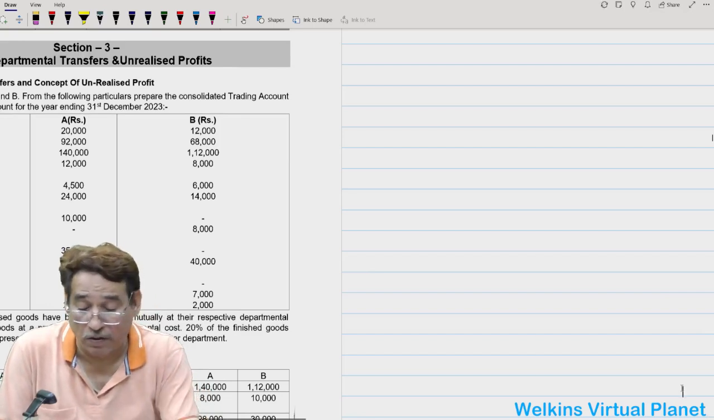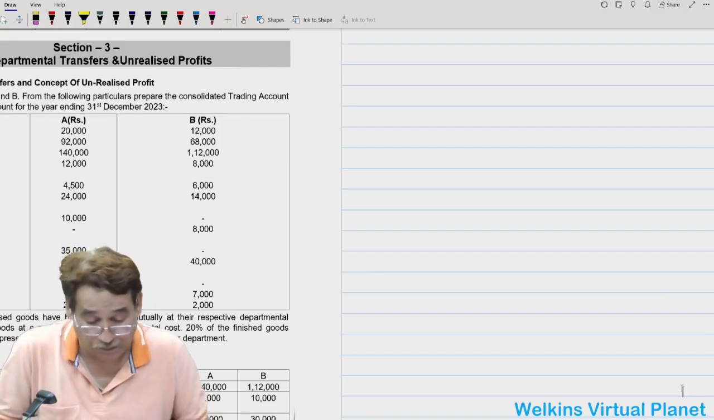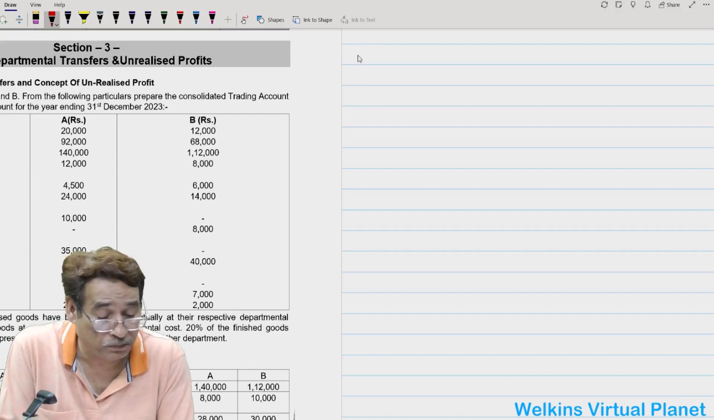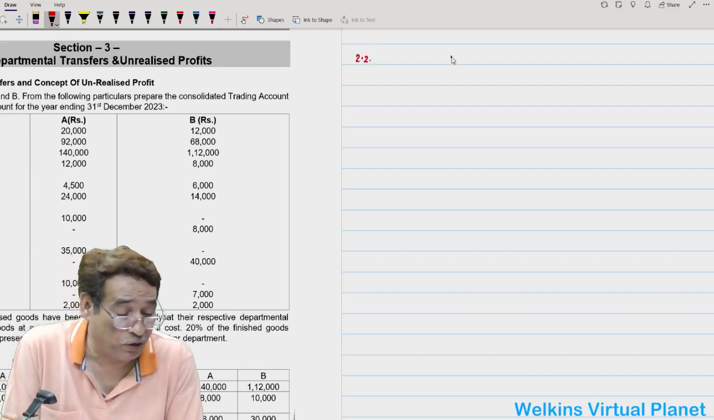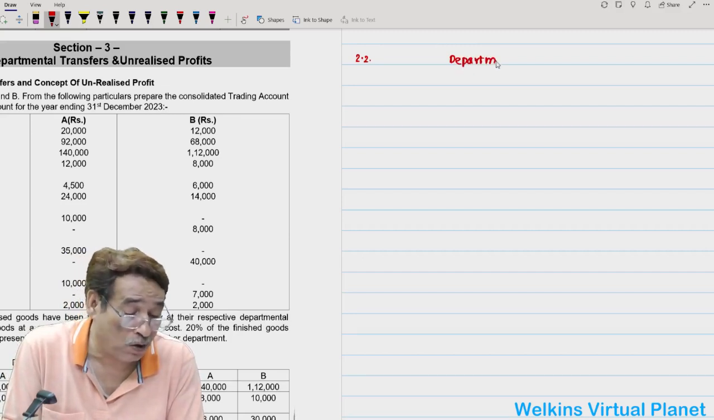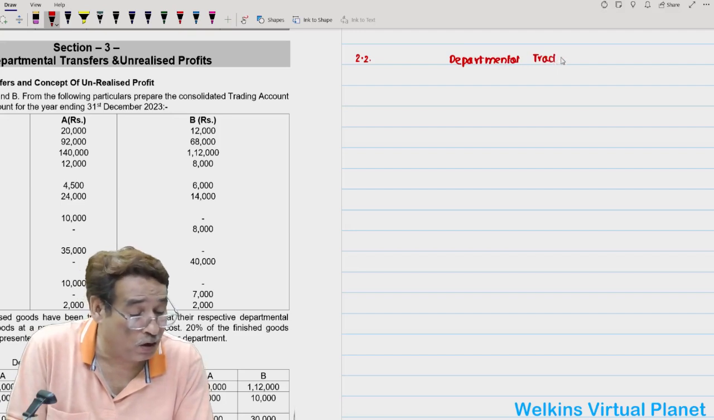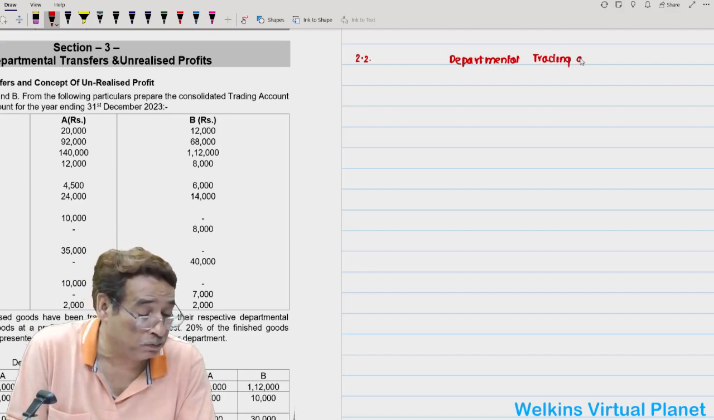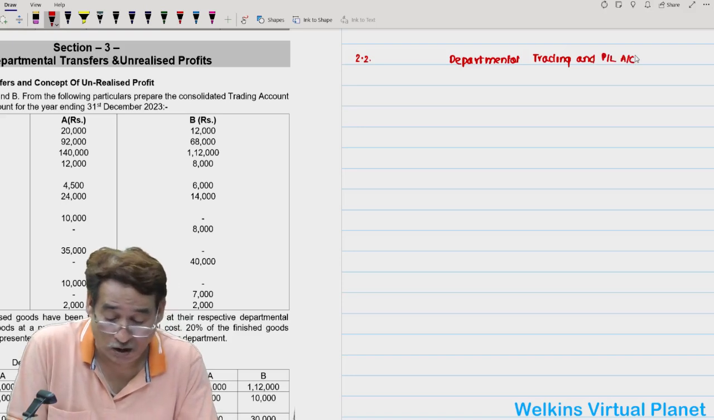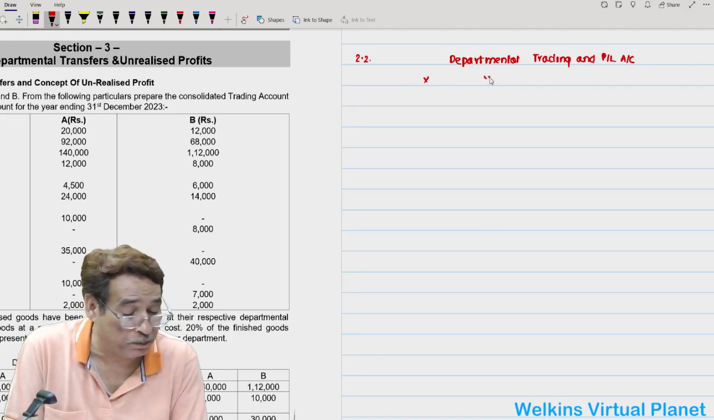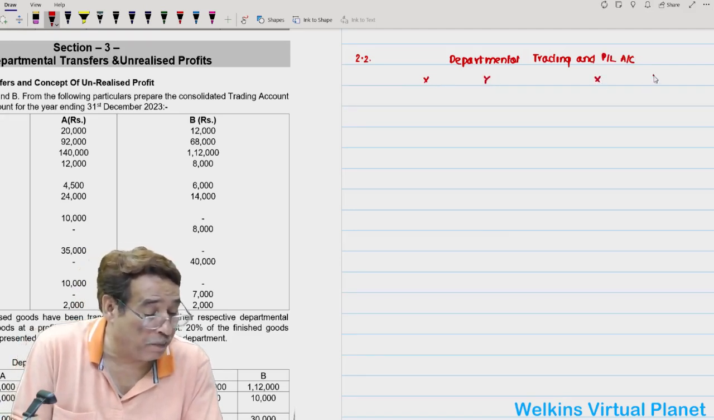This is question number 2.2. As usual, the title will be Departmental Trading and Profit and Loss Account. There are two departments in this particular question, Department X and Department Y.